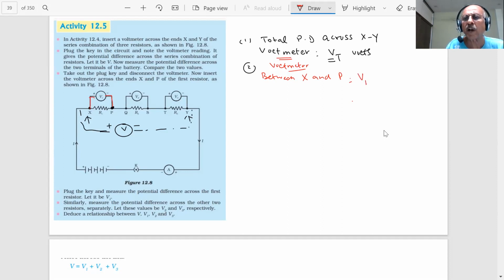How many volts do I get? V1 volts. I remove this now and connect the voltmeter, students, where? Can you see the Q and S? Connect between, students, Q and S.